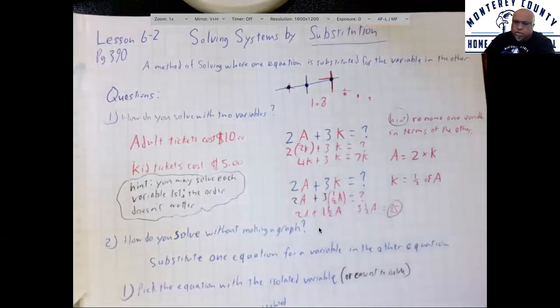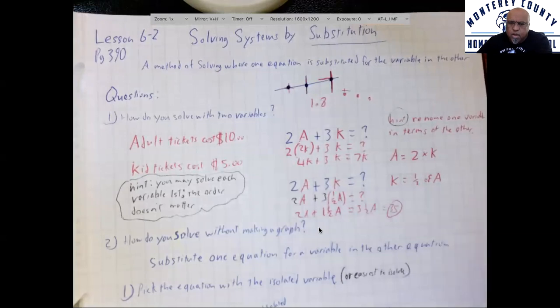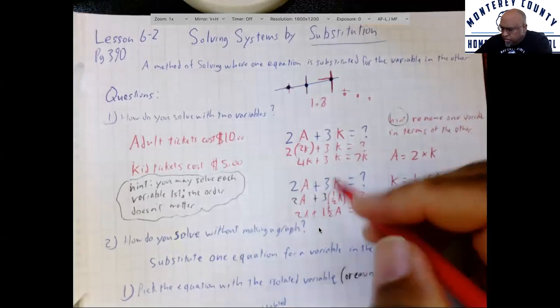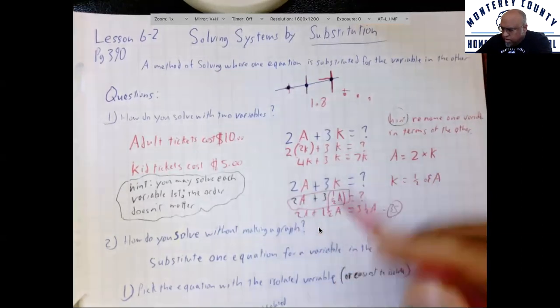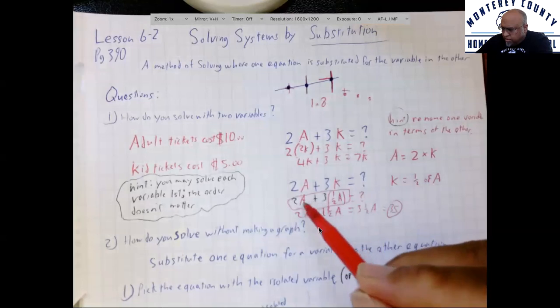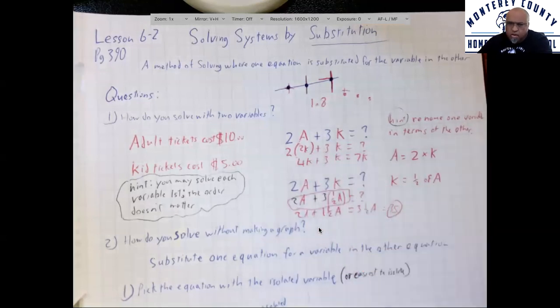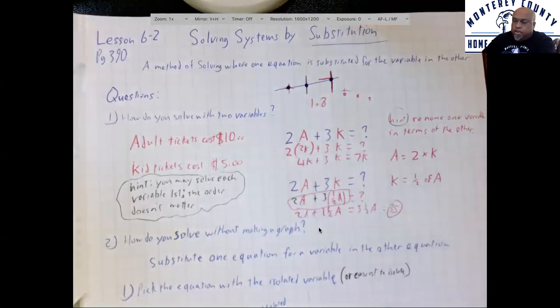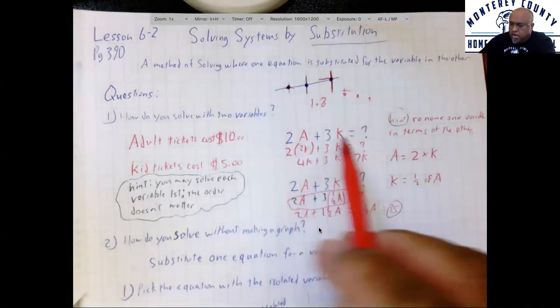Okay, so I'm still solving it. It may have been a little more complicated this way because I had fractions involved. But the point is, I have now changed both equations to one variable instead of 2. See, now I have like terms A and A here. I have like terms K and K here, okay? As opposed to having 2 different non-like terms, A and K.